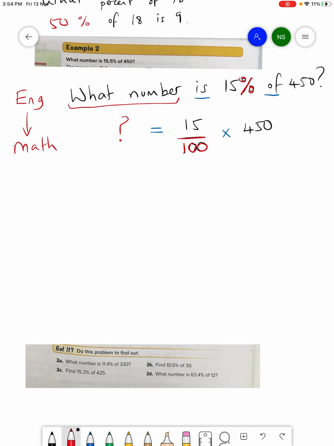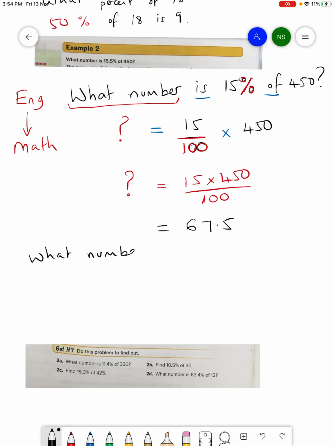So in this case, no need to cross multiply. Simply put all these numbers into your calculator and find your answer. Okay? No need to cross multiply. A little bit easier because there's a straightforward calculation to do there. 67.5. So if we were to understand this question, it said, what number is 15% of 450?